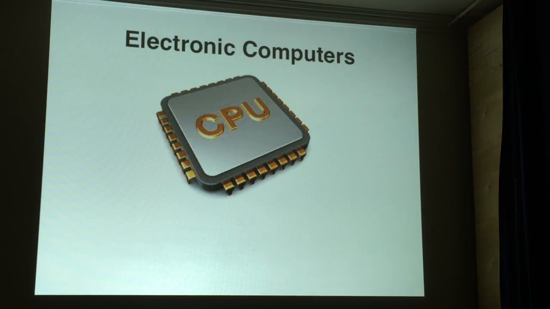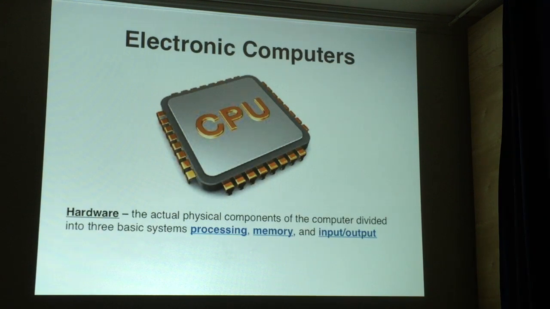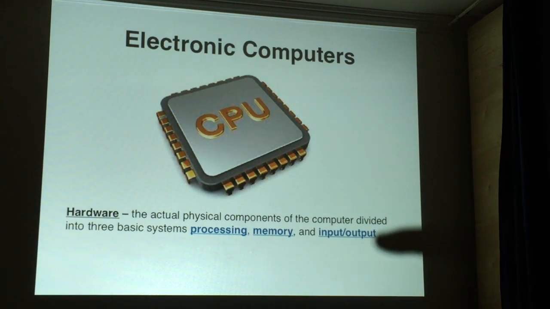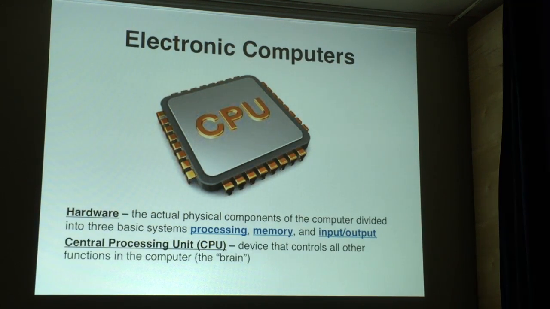Now, when we talk about computer hardware, there are 3 types of computer hardware. By the way, the hardware is the actual physical components of the computer. It's the things that you carry into your house and set up. And these basic systems can be divided into 3 parts: it's either processing, memory, or input-output devices. Processing are the things that do the calculations or computations.